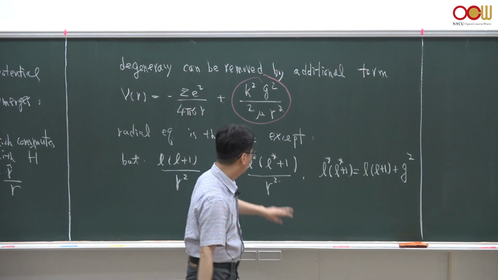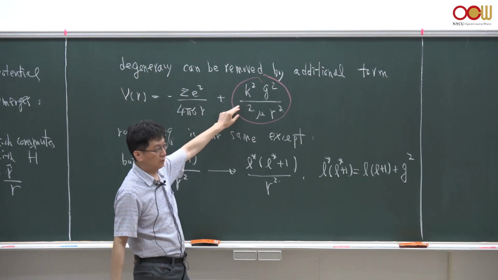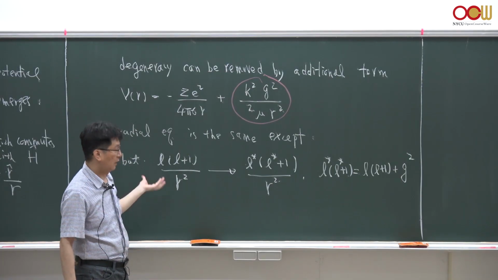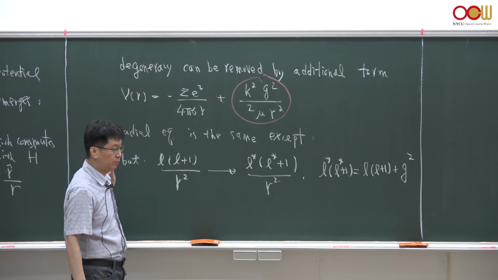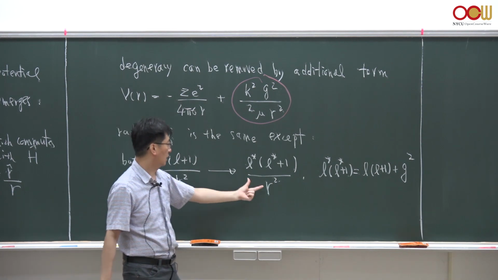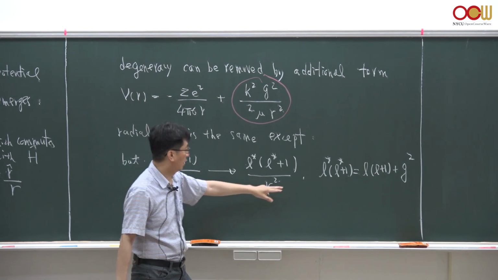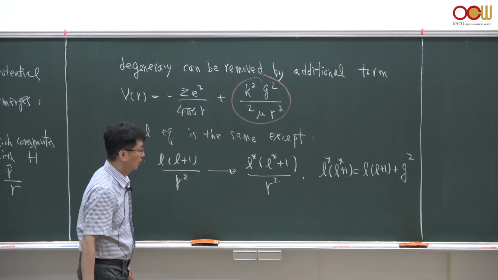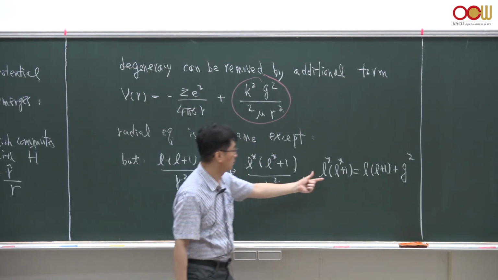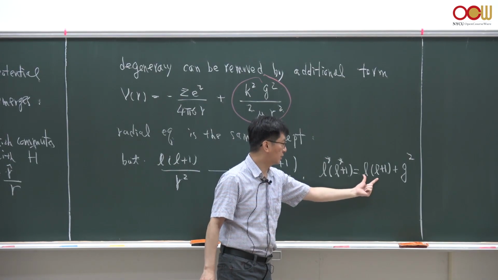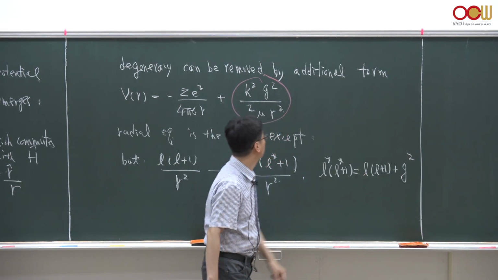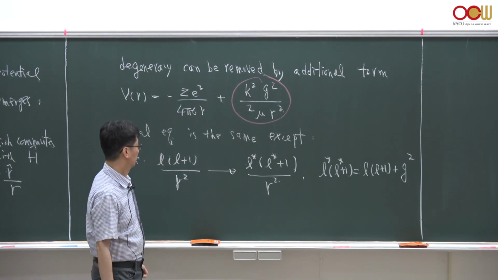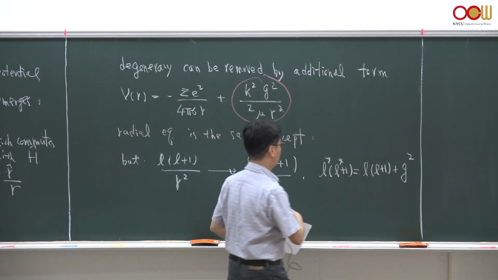Okay, so you can show that if I plug in this additional term to the V of R potential, you could simplify the radius part of the Schrödinger equation to this form, where the L star is given by this relation to L. So L star times L star plus 1 is the same as L times L plus 1 plus G squared. G is given by this coupling constant right here.